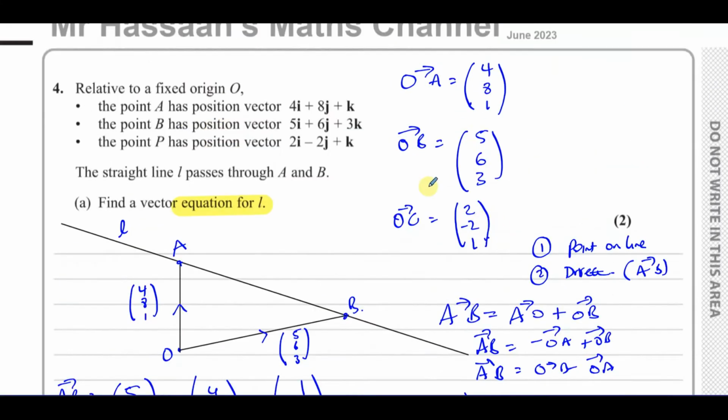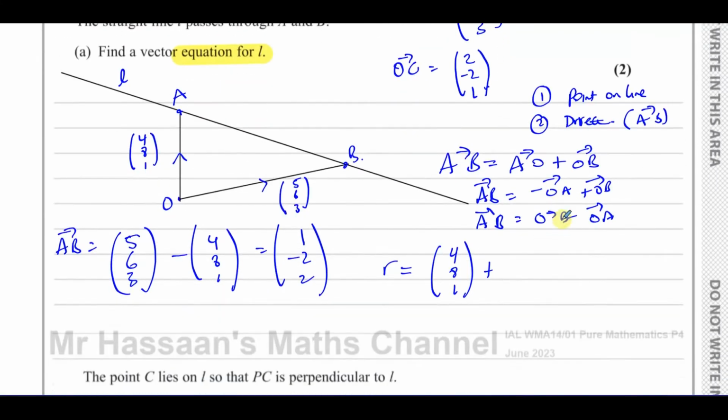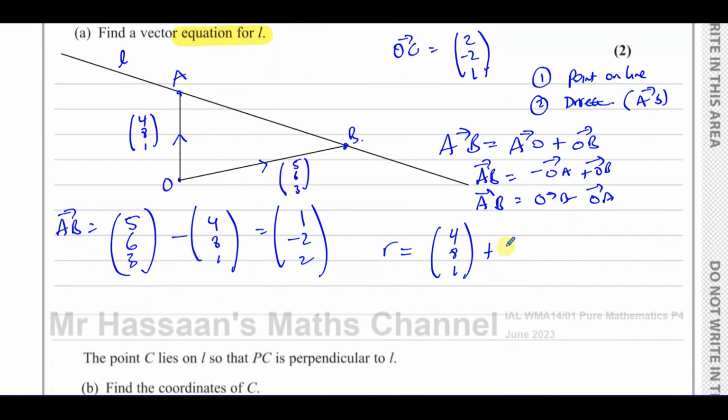They didn't tell us a scalar, so let's use lambda, scalar constant. You can use lambda, mu, s, t, whatever you want to use. We'll just call it lambda, and then the direction, which is (1, -2, 2). So this is a vector equation for line L.